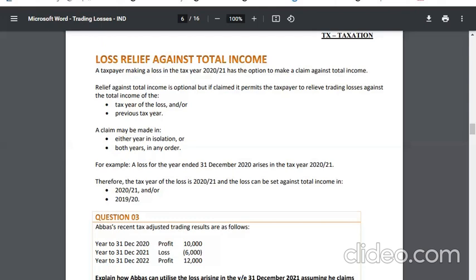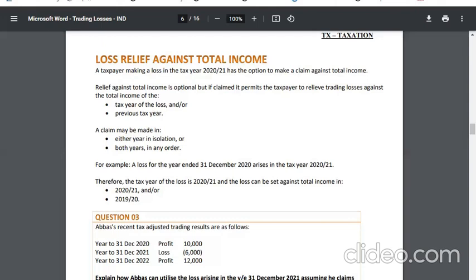Now the question will come to your mind: the last year is already closed, so how are we going to take it back from the government? This is not your problem at this stage. Just assume that the government is going to repay you the money. But remember, if we apply relief against total income, it will be from the current year and one year back.